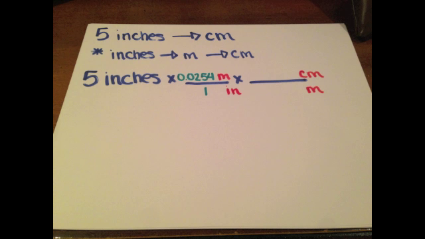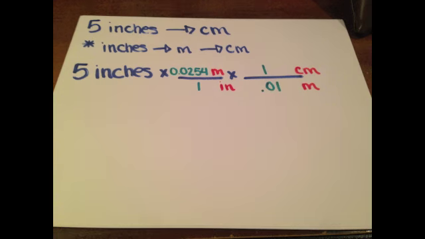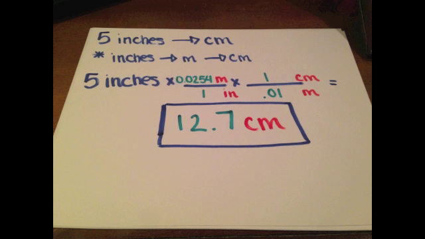Now we can fill in the appropriate numbers. 1 inch to 0.0254 meters and 0.01 meters to 1 centimeter. Now by using your calculator, you'll multiply 5 times 0.0254, and then whatever number you get from that, you'll divide by 0.01 to get 12.7 centimeters.